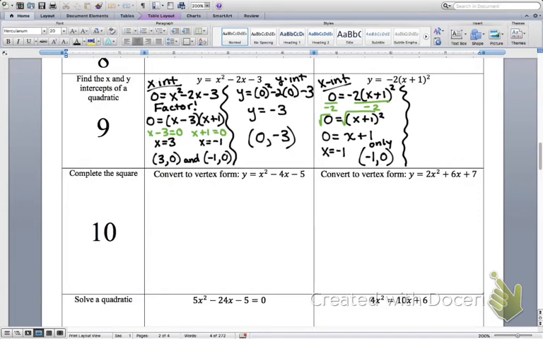To find the y-intercept, plug in 0 for x. Go through your order of operations, making sure to do the exponent before we multiply, and we get a y value of -2. So our y-intercept is (0, -2).